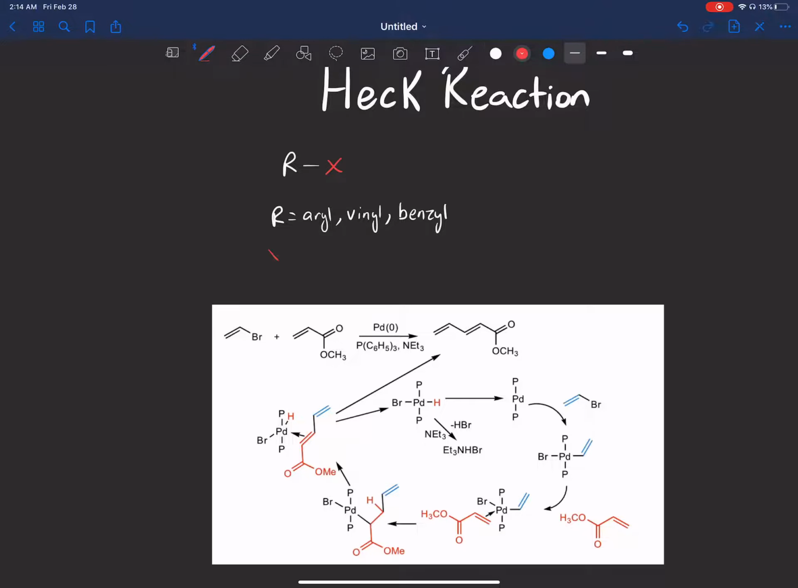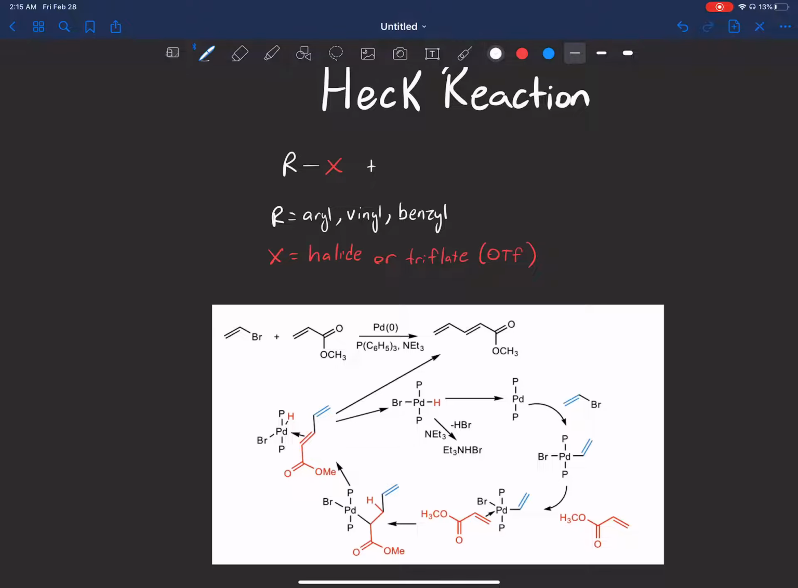My X, which is my leaving group, is a halide or a triflate, which I'll abbreviate as OTf, and I'll explain more of what OTf is later down the road. For now, don't worry about it too much. Plus, so my R group is my carbon chain, X is my leaving group, and now we have to add something else.